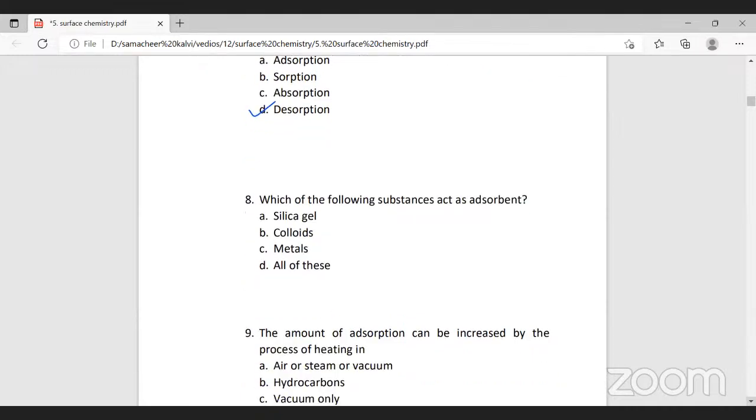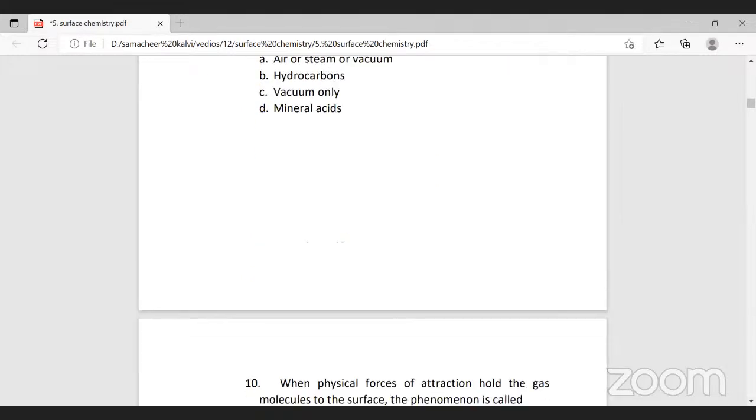Which of the following substances acts as adsorbent? Silica gel, colloids, metals, all of these. So the answer will be all of these. All of these will provide surface area for adsorption. Therefore, all these three will be called as adsorbent. The next one.